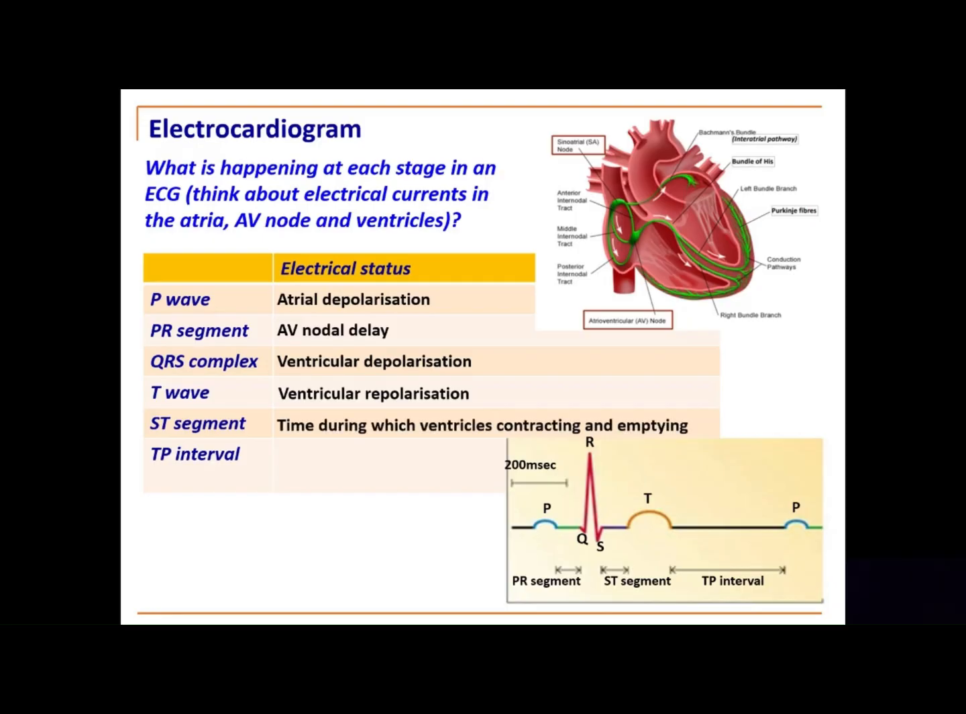Our ST segment in between them, you can see there's no electrical activity there. So this is the time during which the ventricles are contracting and emptying. So ventricular QRS, ventricular depolarization, then you get contraction, so this is when the ventricles are contracting and emptying, so there's no electrical activity going on. And then we come to repolarization of the ventricle, and then of course the TP interval is the time during which the ventricles are relaxing and filling, and again there's no electrical activity going on at that point.